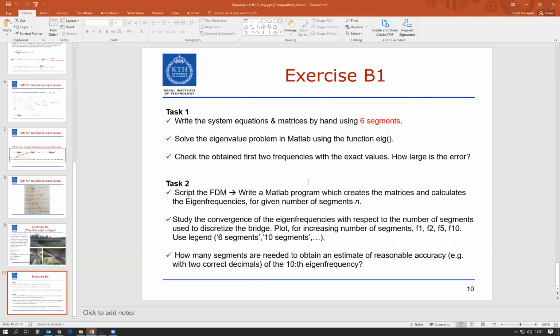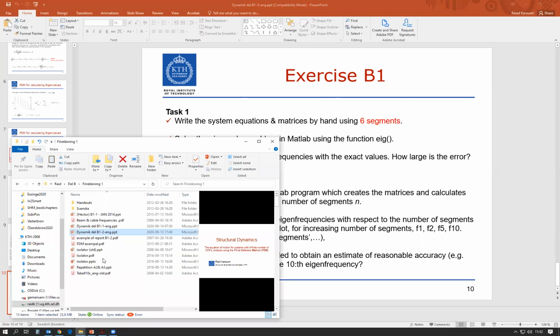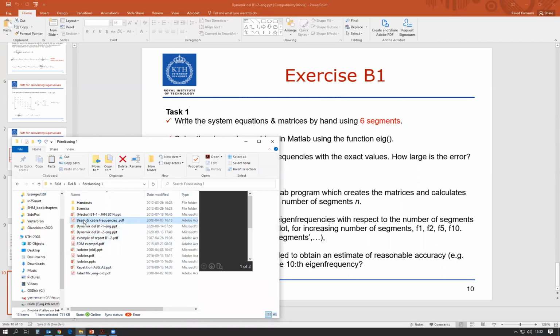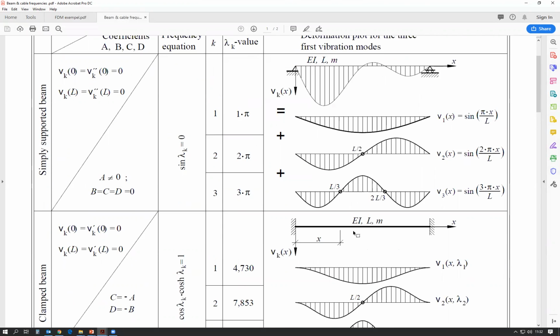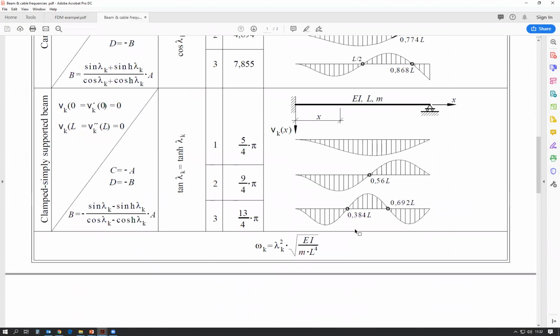You can compare these frequencies with the exact solution. And with exact solution, I mean the solution that you get from this table. So simply supported beam, you have the frequencies, the lambda value 1, 2, 3, and you have the equation for that here. So the frequencies you get from the MATLAB eig function, which is approximate, of course, because you only had 6 segments, should be compared with this. This is the exact solution.